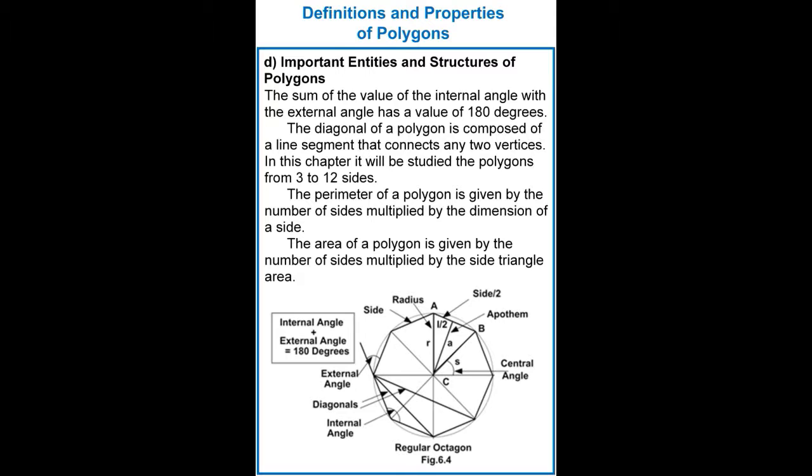The perimeter of a polygon is given by the product of the number of sides by the value of the dimension of one side. The area of a polygon is given by the product of the number of sides by the value of the area of the side triangle.